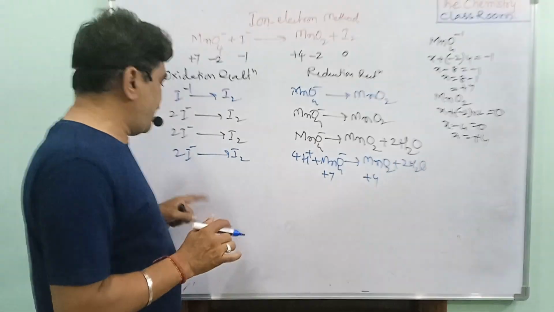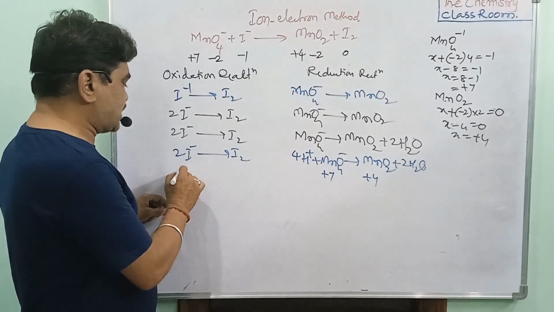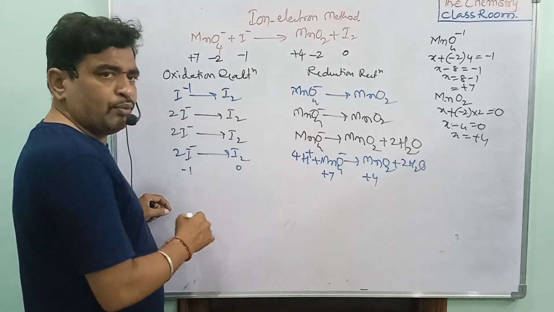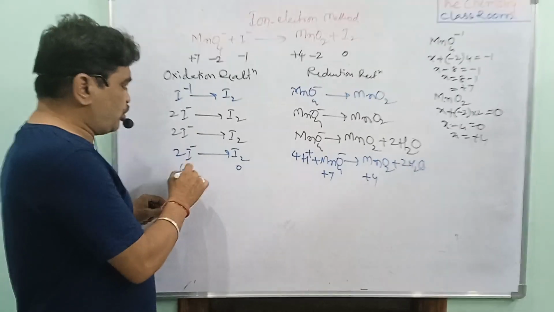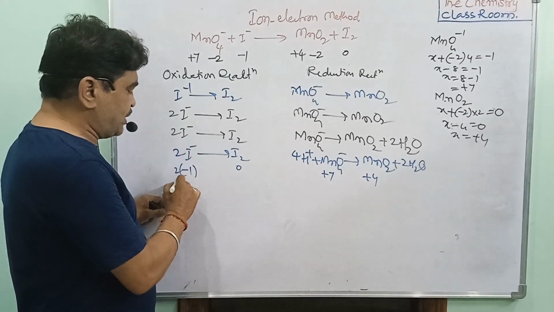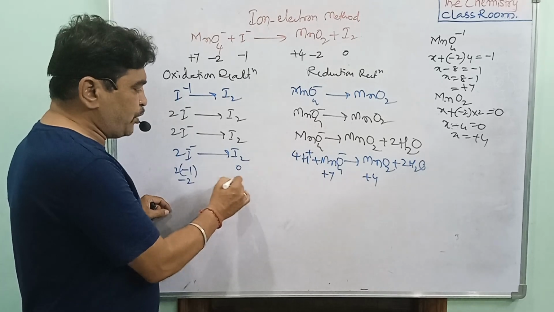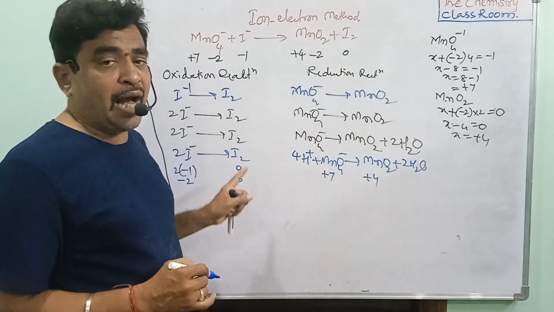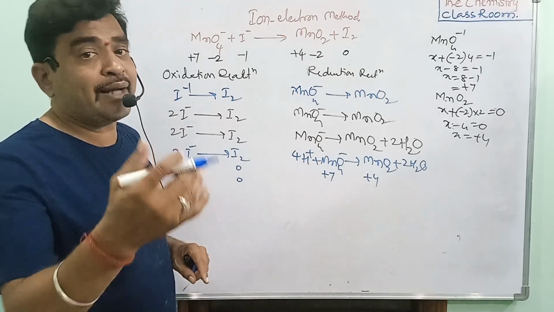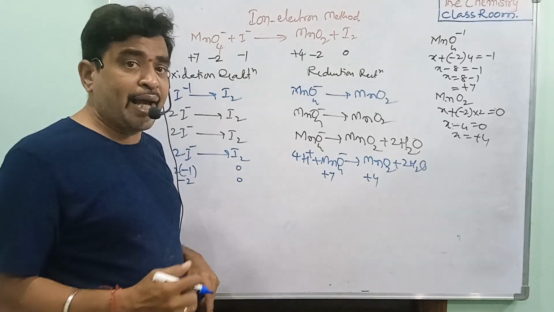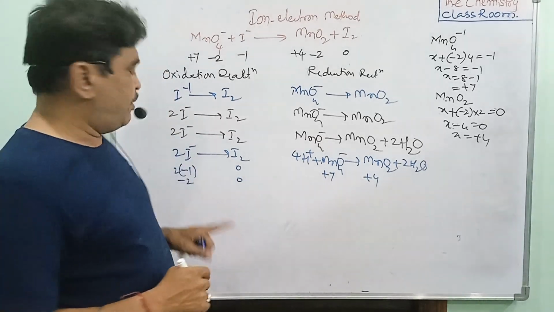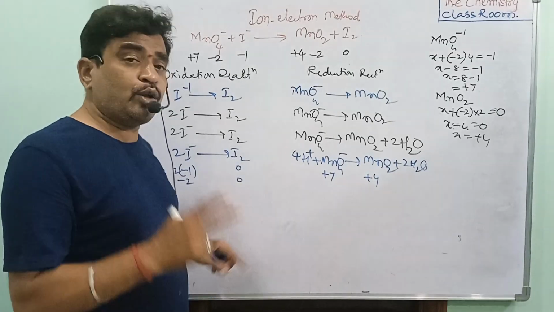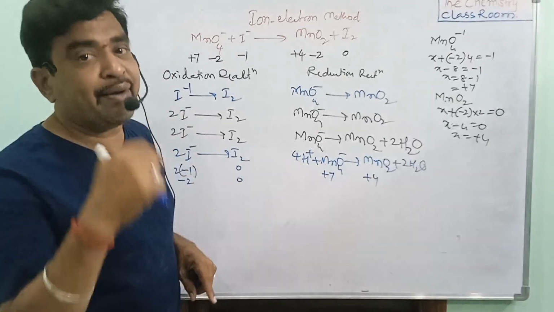Here you see, before the reaction I have -1, and after the reaction it is 0. How many -1 do we have? We have 2 of -1, so that means it is -2, and on the other side it is 0. So what happened here? On the product side, the I2 side, the charges are high. How many charges are high? 2 charges are high. It is -2 and this is 0, so this side has 2 charges high.